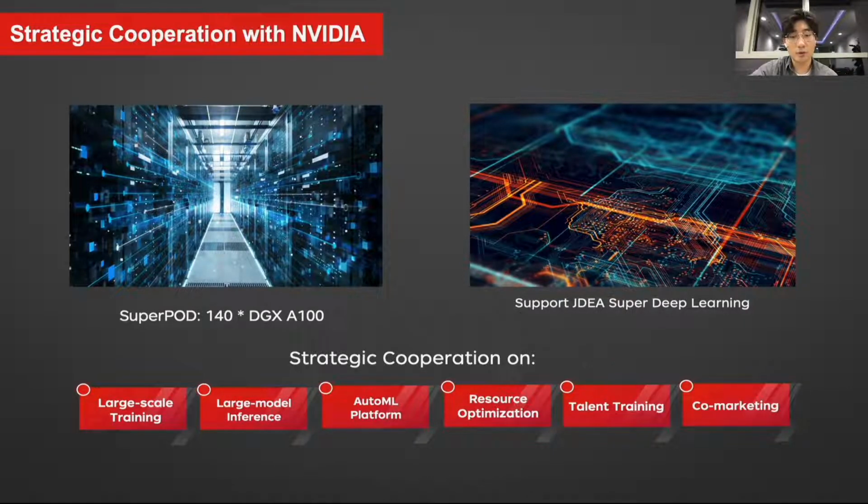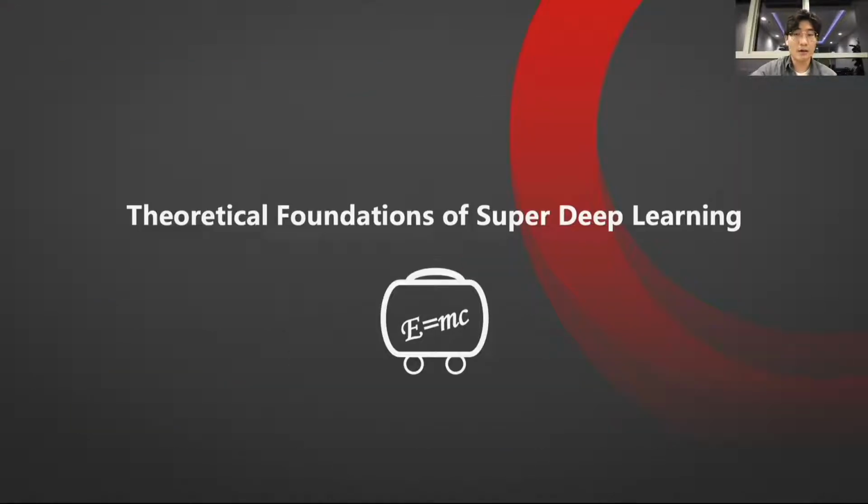The cluster will support the main research directions of JDEA super deep learning. Our strategic cooperation includes the following areas: large-scale training, large model inference, AutoML platform, resources optimization, talent training, and co-marketing. Next, I will briefly talk about the theoretical foundations of super deep learning.